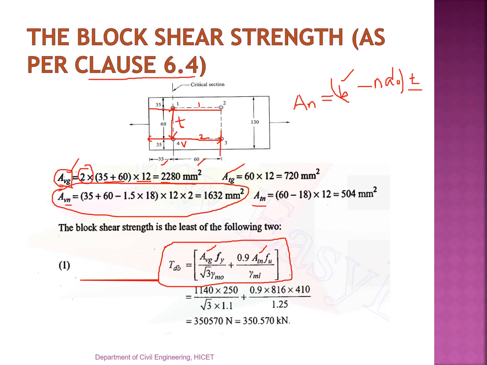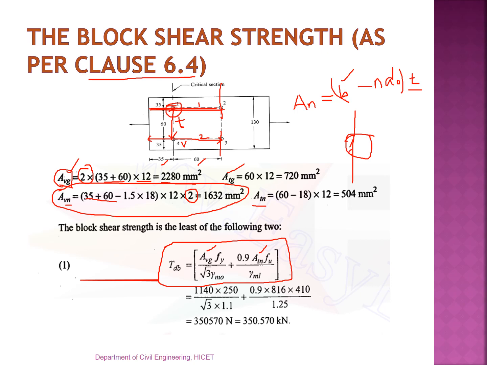The next one, AVN, that is net shear area. Okay, net shear area. So along this horizontal line, how many bolt holes are there? We have two horizontal lines, so that is into 2. The length of the shear plane is 35 plus 60, right? Along one horizontal line, how many bolt holes are there? So this is a full bolt hole. The second one is at the center. The center point is my second bolt hole.